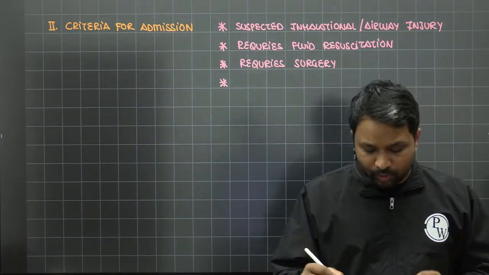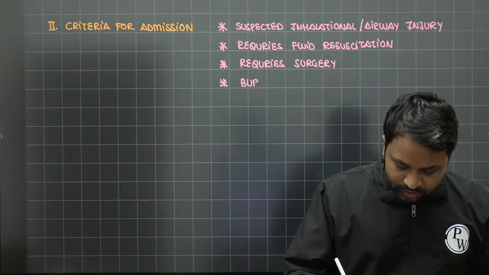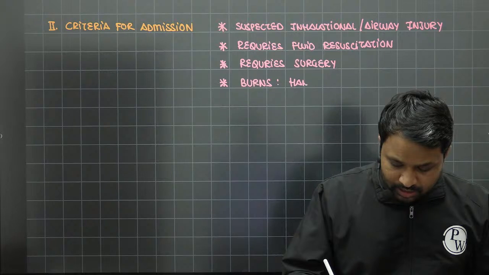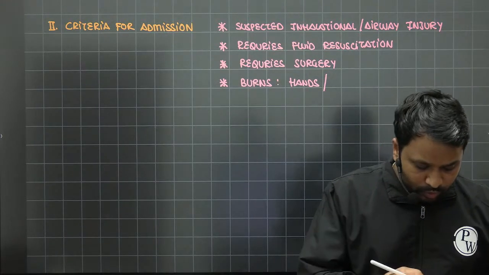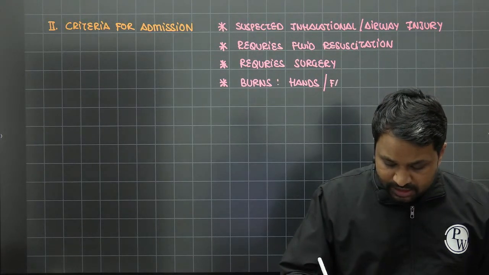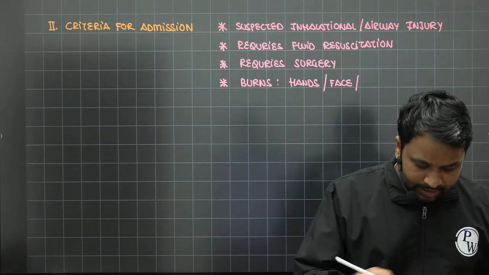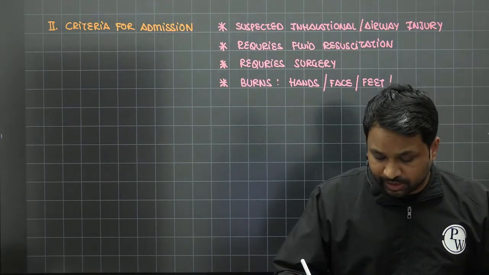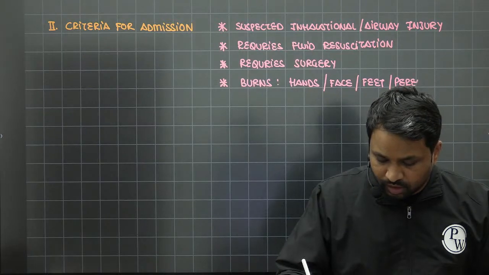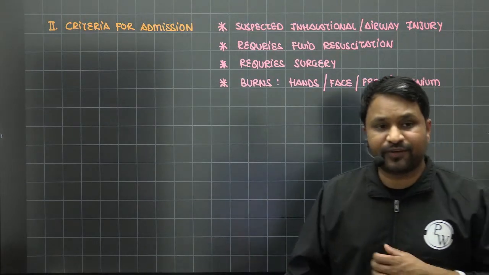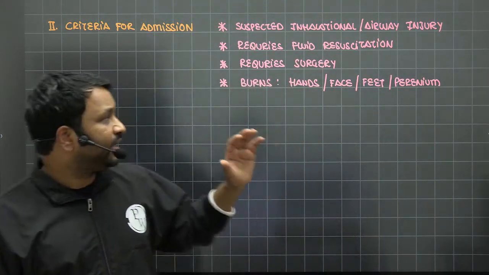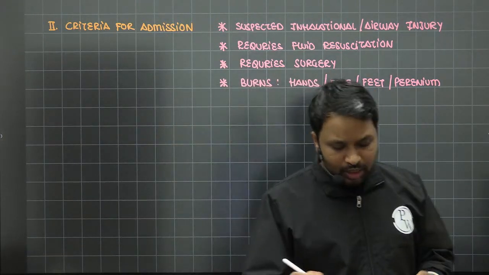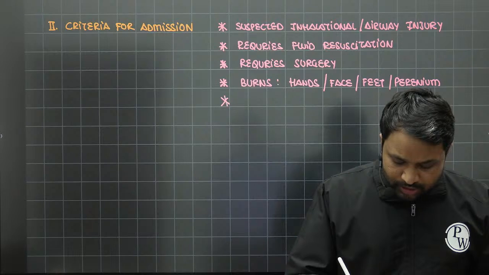Then, very important, I'm not talking about the percentage, but if there are burns which are present on the hands, which have a very high risk for post-infection, the face, which requires good monitoring and care, the feet for the same reason as the hand, and the perineum. All these are notorious sites for infections and difficult management. If there is a burn in any of these areas, I would like to admit the patient and address those particular components, right? So that is another one.